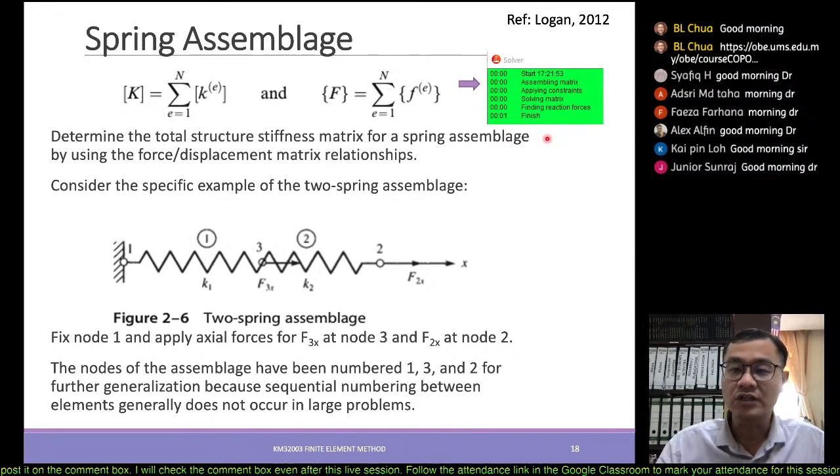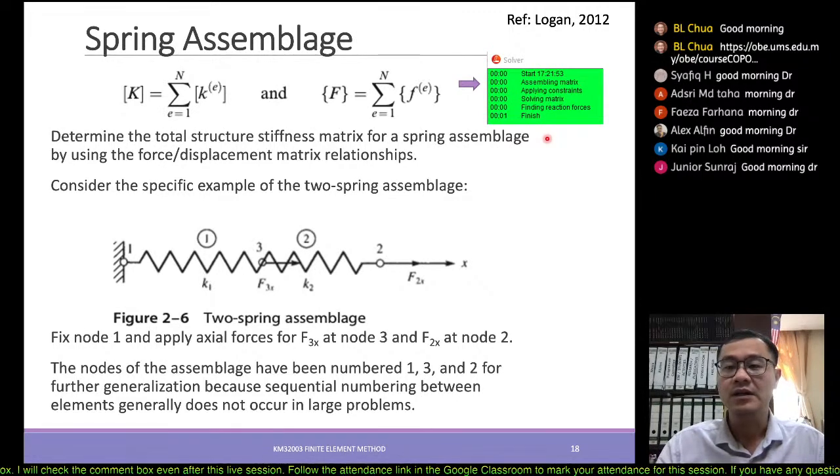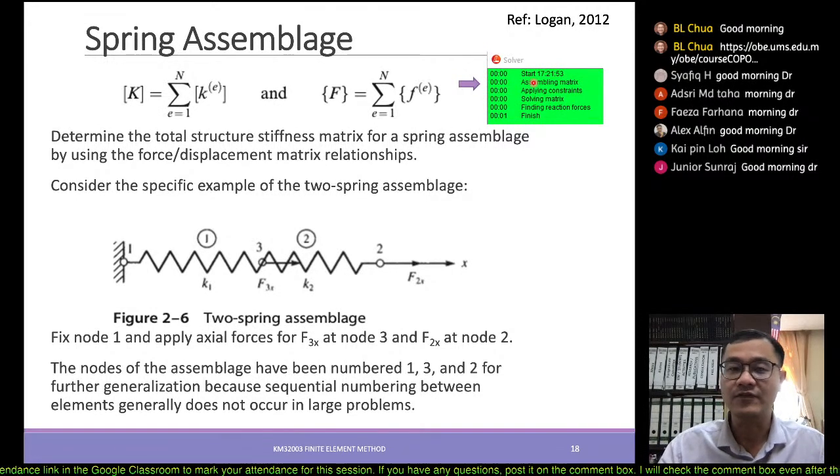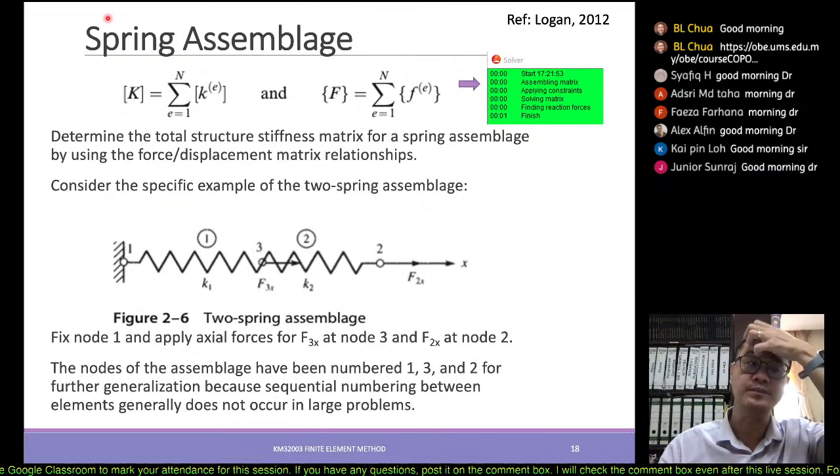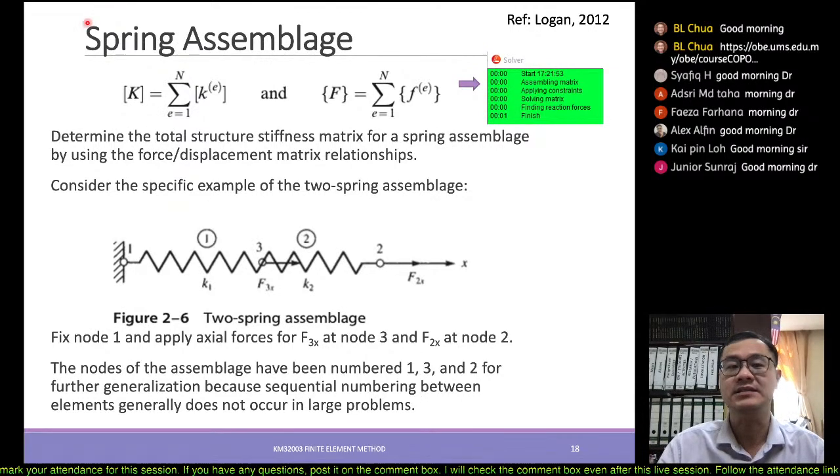So today we will continue from there, specifically on assembling the matrix. As we have discussed previously, this particular chapter only concentrates on using a spring as our element. Later on we will progress into using different types of finite elements. So for now we just assume our finite element is a spring.